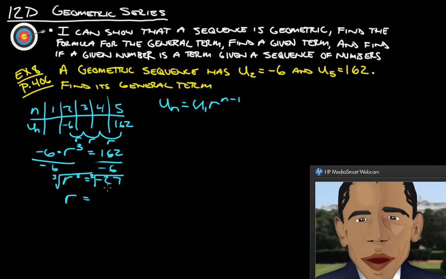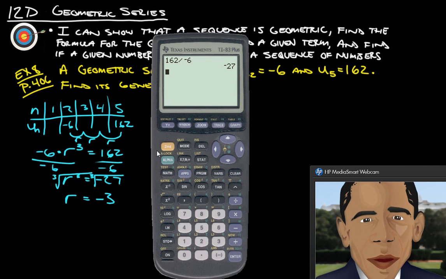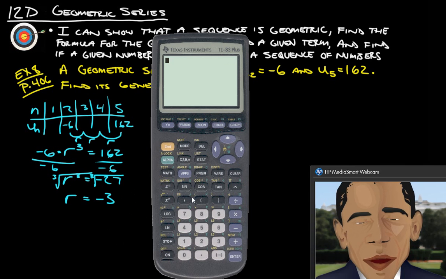So cube root of negative 27. So what times what times what gives us negative 27? Hopefully you can figure out that that is a negative 3. If not, you can always find it on your calculator too.